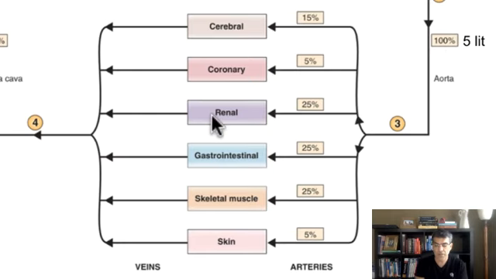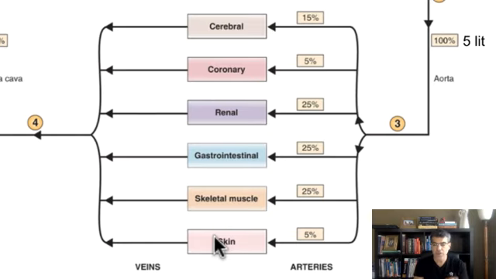25% is going to go to the kidney. 25% is going to go to the GI system. 25% is going to the skeletal system. And 5% is going to go to the skin. So that's how you're going to distribute this blood to different organs. And then the blood is going to come back again to the right atrium.